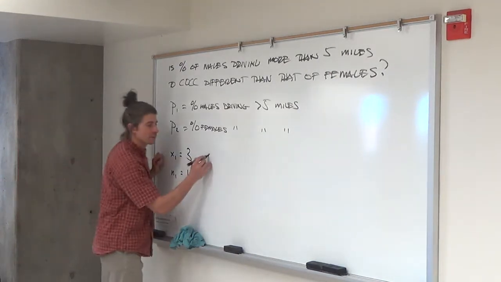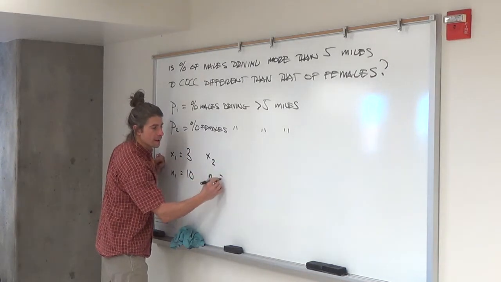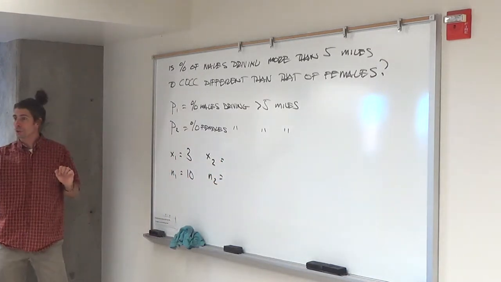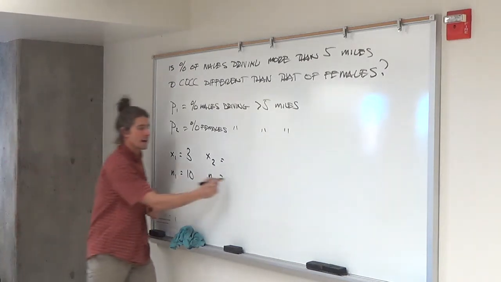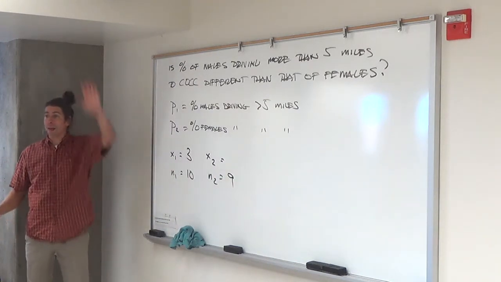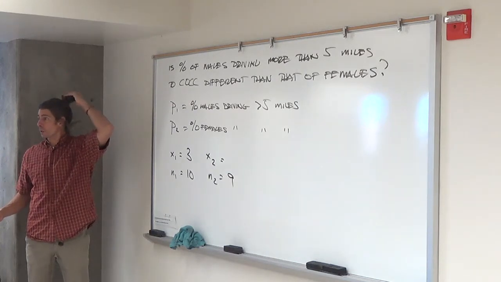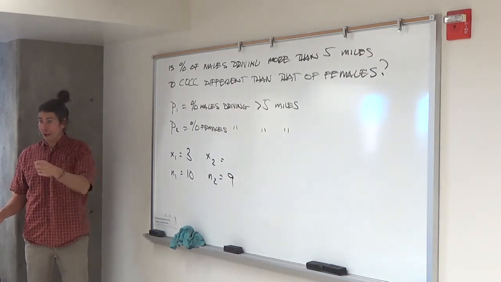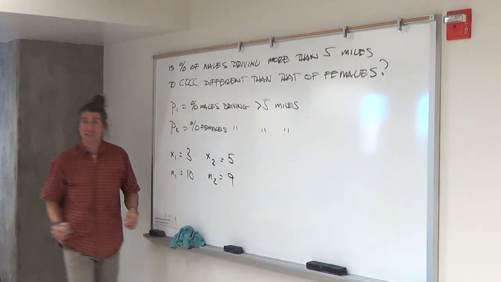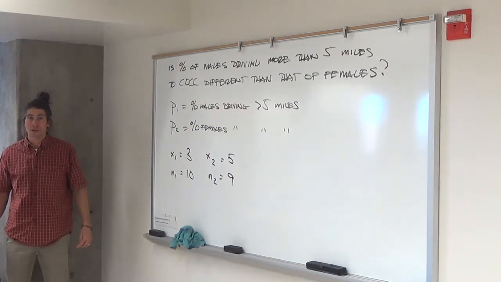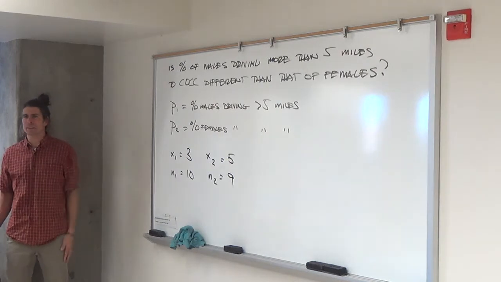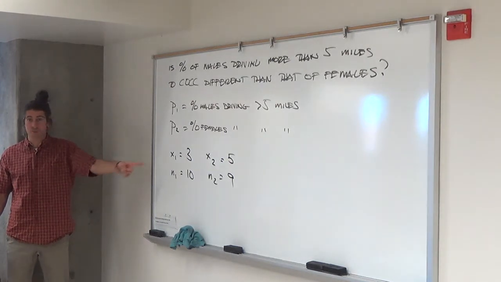Now let's check the females, of which we have 9. And how many drive more than 5 miles? Ladies? 1, 2, 3, 4, 5. Sure looks like it with that data. So we can make it one tail, but leave it two tail. Looks like there's a higher percentage of females than males.